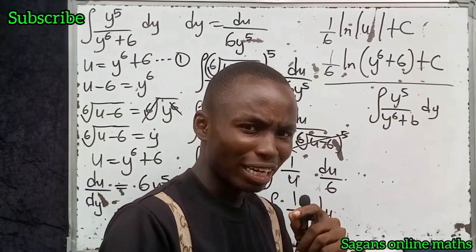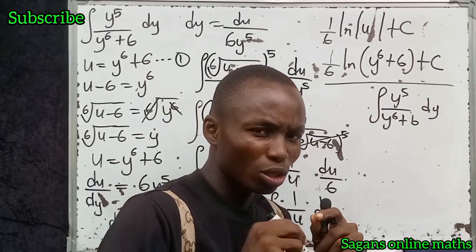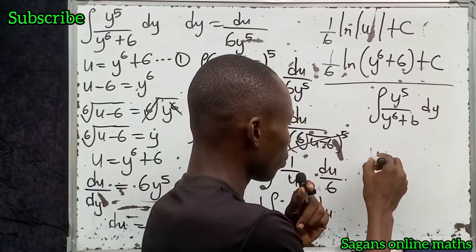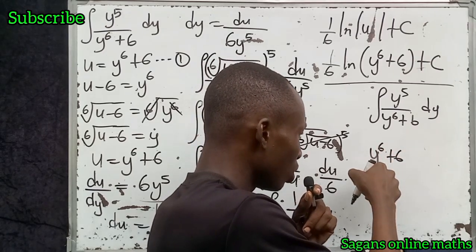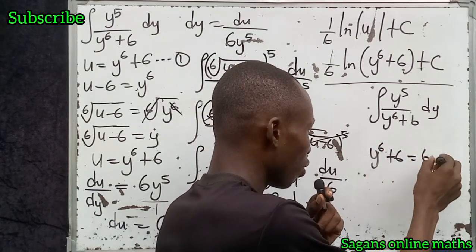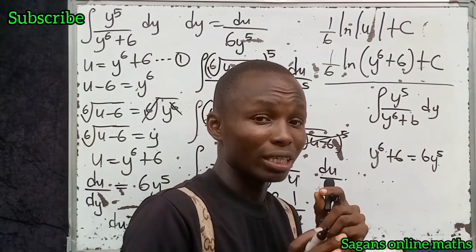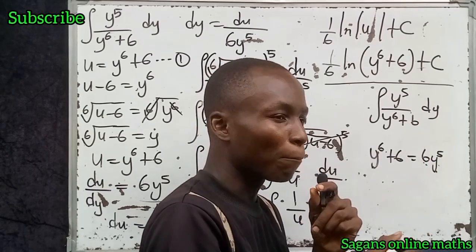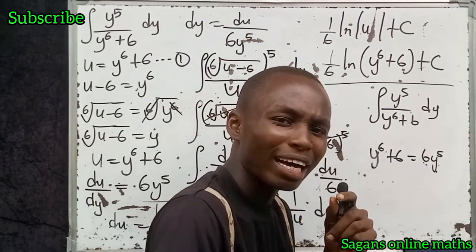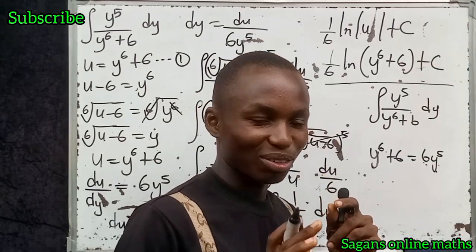Now, what are we going to do? I know you're asking yourself, what am I going to do? Pay attention. I told you guys that if you differentiate the denominator, which is y to the power of 6 plus 6, this will be equal to 6y to the power of 5. This is the derivative of this. Remember, if you differentiate the constant it is 0, so there's no need. So differentiating y to the power of 6 gives 6y to the power of 5. But 6y to the power of 5 is not the same as the numerator. So what are we going to do? Now look at what we're going to do.